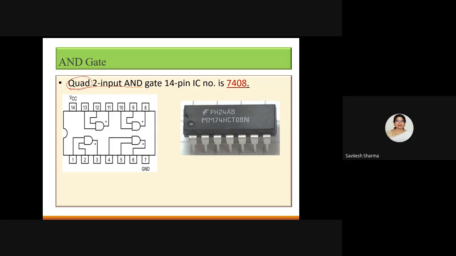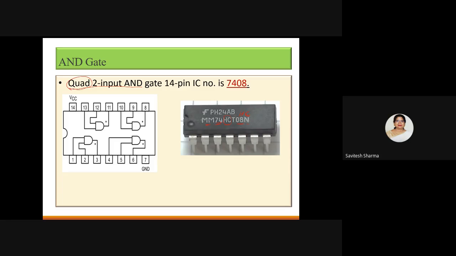Here you see that 74 is there, 08 is there, but some additional alphabets are also there. These additional alphabets tell about some features. HC tells you something about features, and I will explain in detail later what HC stands for. For now, just remember that this is the IC number 7408 that you will see while purchasing the IC.